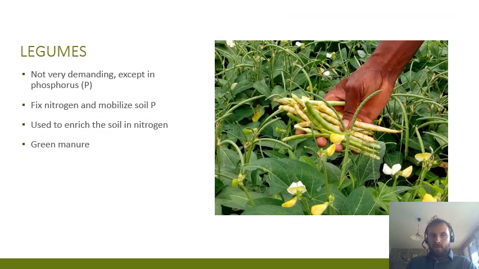Legumes are not really demanding except in phosphorus. They are able to fix nitrogen from the atmosphere. They are able to mobilize phosphorus from the soil. That can be interesting to get phosphorus for other crops, but it can also cause acidification, as we said before. But they can be used to enrich the soil in nitrogen. For this, they are a really interesting green manure.